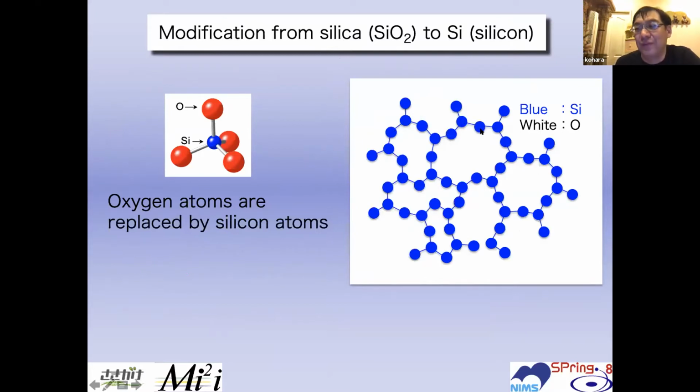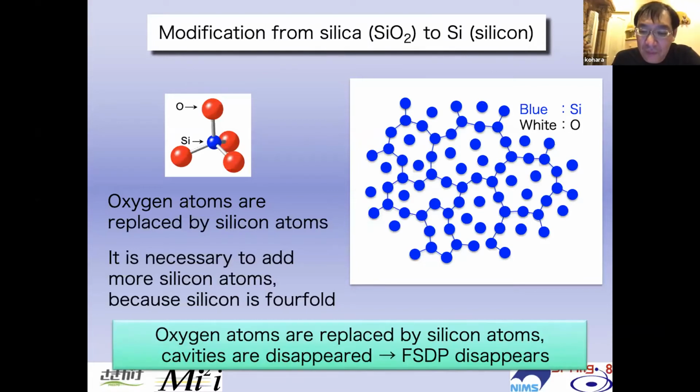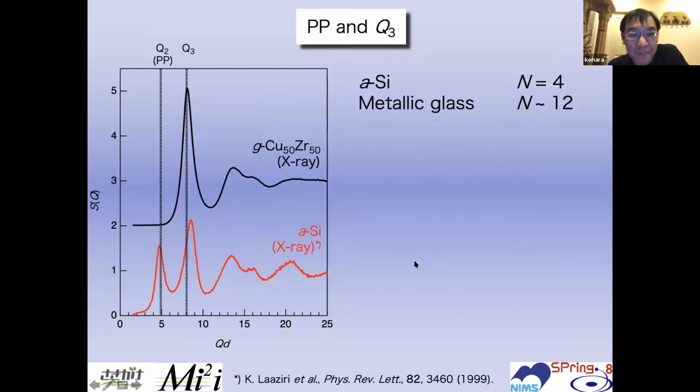But silicon should be fourfold, so we have to add more silicon atoms. Then empty space disappeared. That's the reason why FSDP disappeared in diffraction data. So this is a very, very simple cartoon to understand why FSDP is not observed in amorphous silicon.